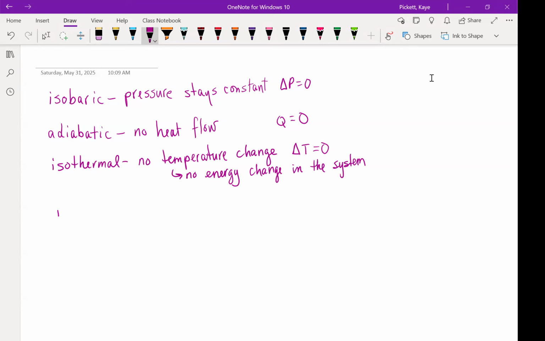And then the last one is isochoric, if you're old school like me, or some of the new generation call that isovolumetric. And that means that the volume stays constant. Those are simple definitions. And if there's no volume change, the volume doesn't change at all, that means that there's no work done.